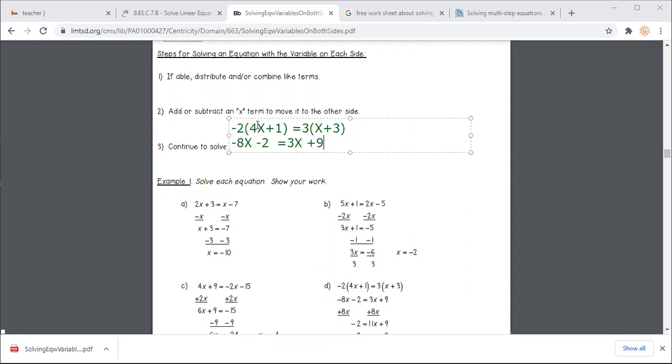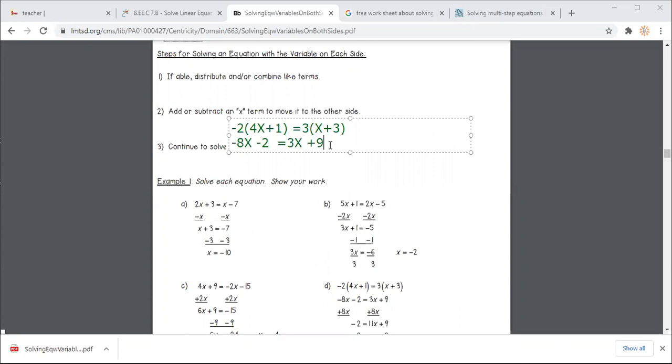Negative 2 times 4 will be negative 8x. Negative 2 times 1 will be negative 2. On the other side, 3 times x equals 3x. 3 times 3 will be equal to 9. What do we have to do in the next step? Look at both sides, left-hand side and right-hand side.